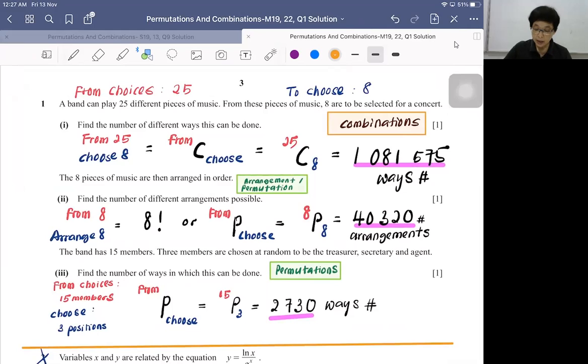A band can play 25 different pieces of music. From these pieces of music, 8 are to be selected for a concert. Well, as we approach this topic as a quick revision, let's bring to our mind what are the tools that will be available for us to work around.